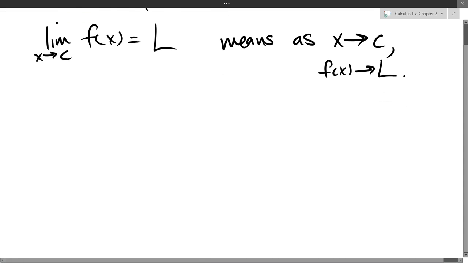So we're going to look at how close I need to be to c to get f of x close to L. We're going to look at what we mean by close and approaching. What we're going to do is pick how far away we want to be from L, and then ask how close x needs to be to c to get f of x close to L.